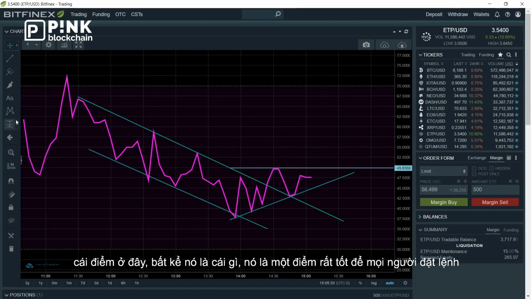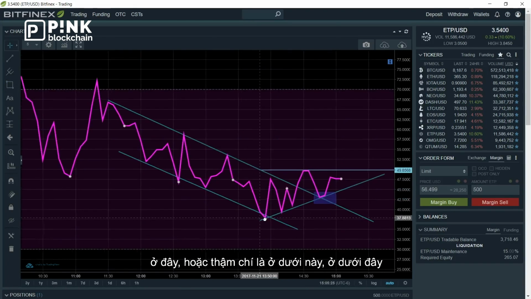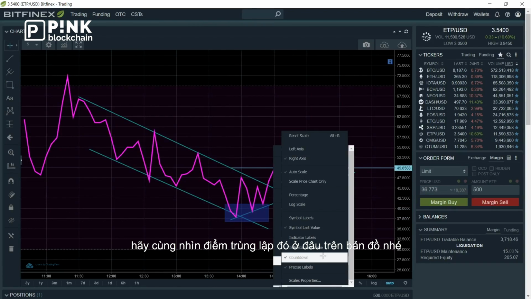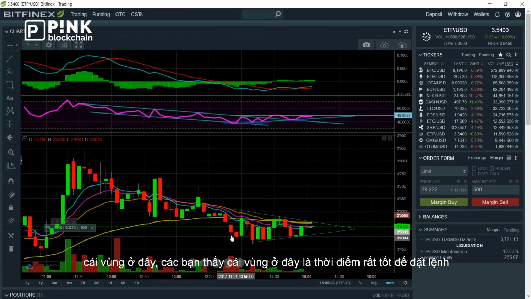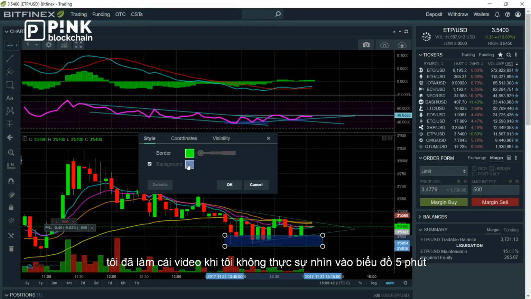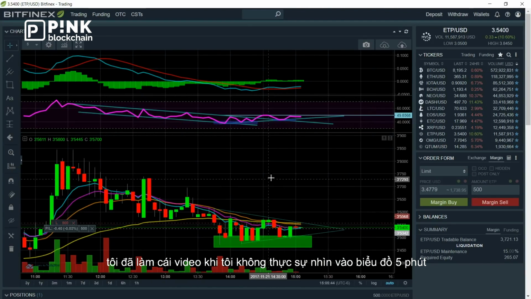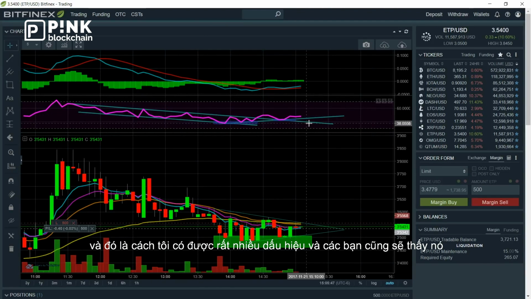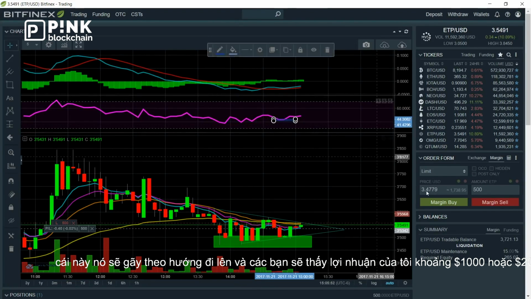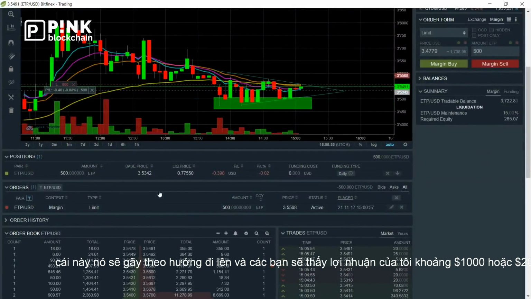So this was a really good point for people to enter a position right there, or even right down here on this bounce. Let's see where that coincides on the map. Okay, so this zone right here, right? You guys see this zone right there is a really good time to be entering a trade. I wasn't really looking at the 5-minute chart while I was making the video, but that's how I get a lot of my signals, and you guys will see as well that it's going to break up to the upside, and you guys are going to see my profit for a small $1,000 or 1500, whatever position size that is, $2,000.